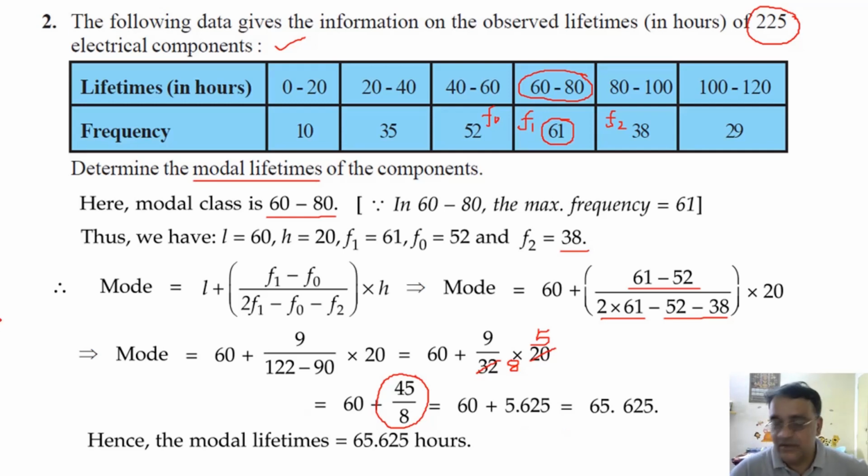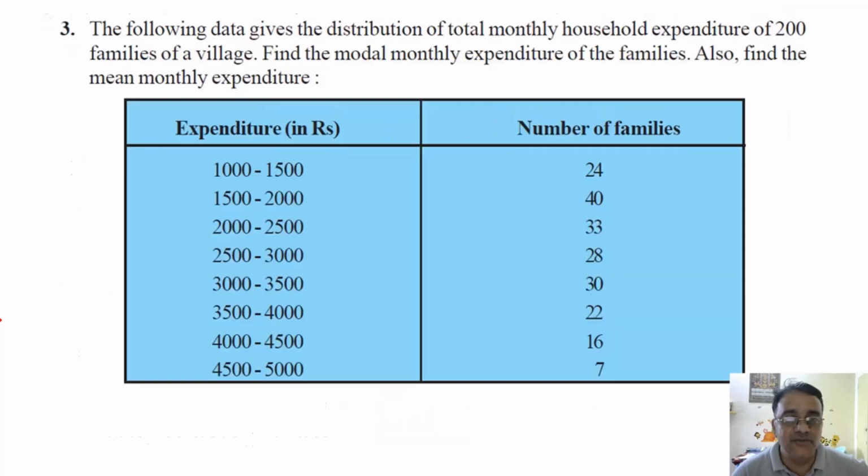Okay, now we'll move towards question number 3. The following data gives the distribution of total monthly household expenditure of 200 families of a village. Find the modal monthly expenditure of the families. That means mode you have to find. Also find the mean monthly expenditure. That means mean also we have to find.